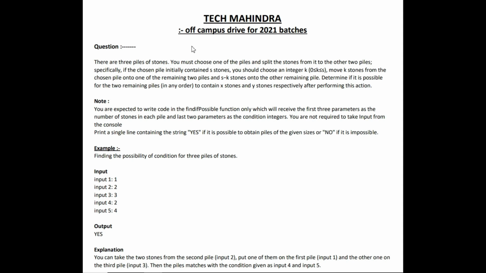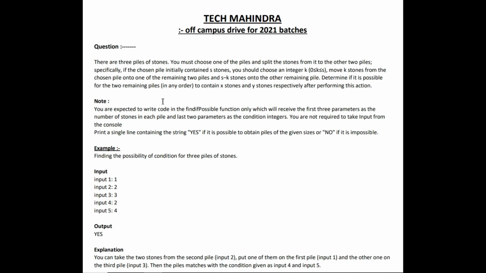The question states there are 3 piles of stones. You must choose one of the piles and split the stones from it into the other 2 piles. Specifically, if the chosen pile initially contained s stones, you should choose an integer k between 0 and s. Move k stones from the chosen pile onto one of the remaining 2 piles and s minus k stones to the other remaining pile. Determine if it is possible for the 2 remaining piles, in any order, to contain x stones and y stones respectively after performing this action.